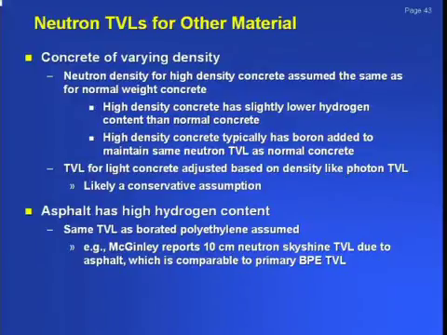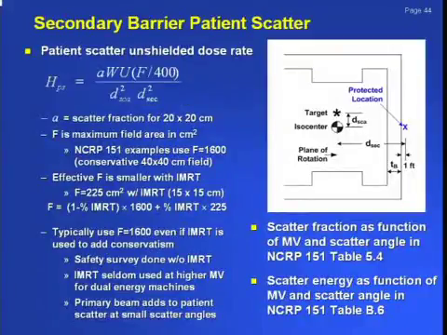What happens if you have concrete of varying densities? Obviously, you have to increase or decrease your neutrons. But high density concrete really has slightly lower hydrogen content, though not necessarily significantly lower. What you're more worried about is your lower density concrete, because it won't have as much hydrogen in it. Asphalt has a really high hydrogen content, so it's actually very useful.